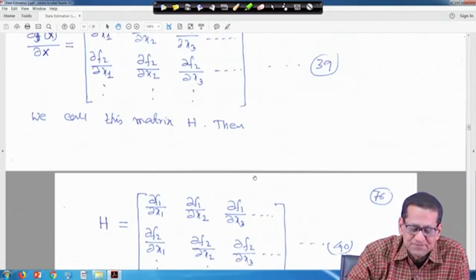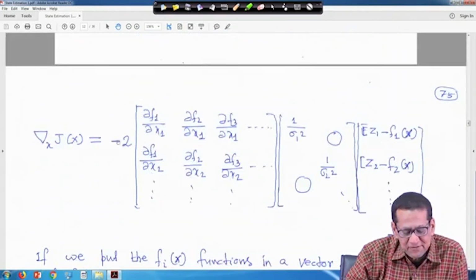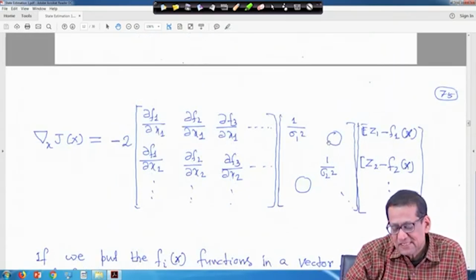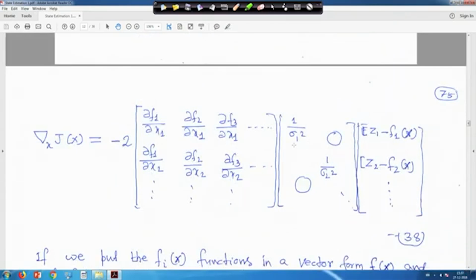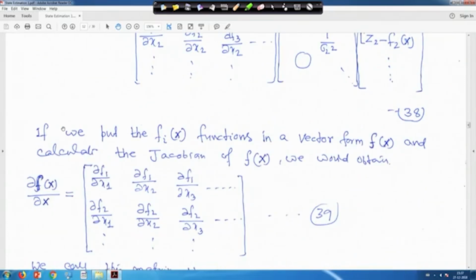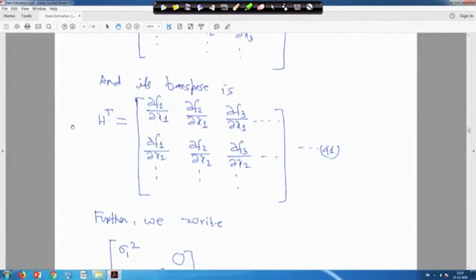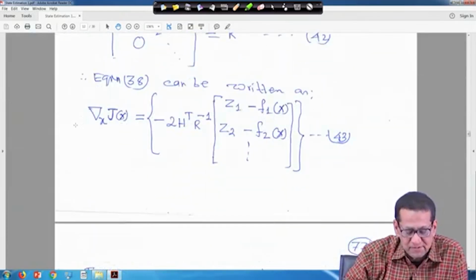That means this equation is minus 2 H transpose R inverse, because R is equal to sigma 1 square, sigma 2 square like this, and these are all 1 upon, other elements are 0, that is why R inverse, and this is Z 1 minus F 1 x, Z 2 minus F 2 x, right. So, this is equation 43, right.